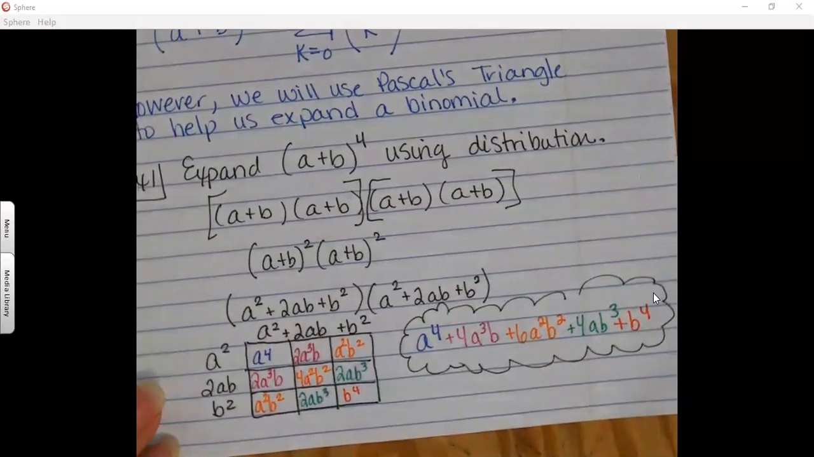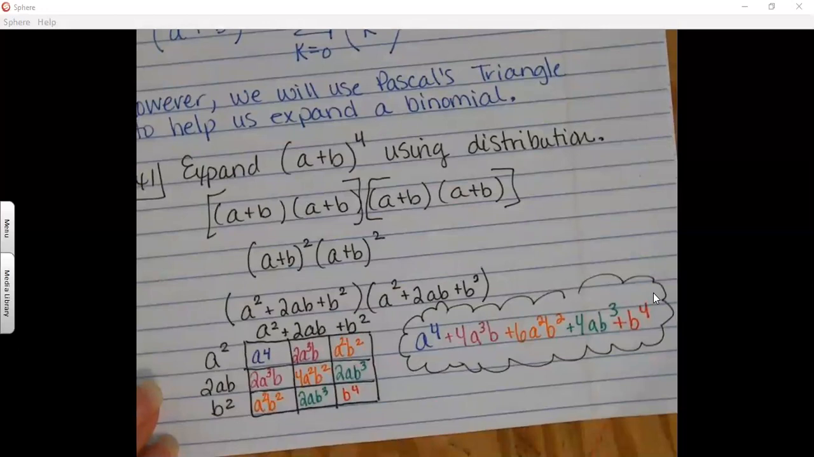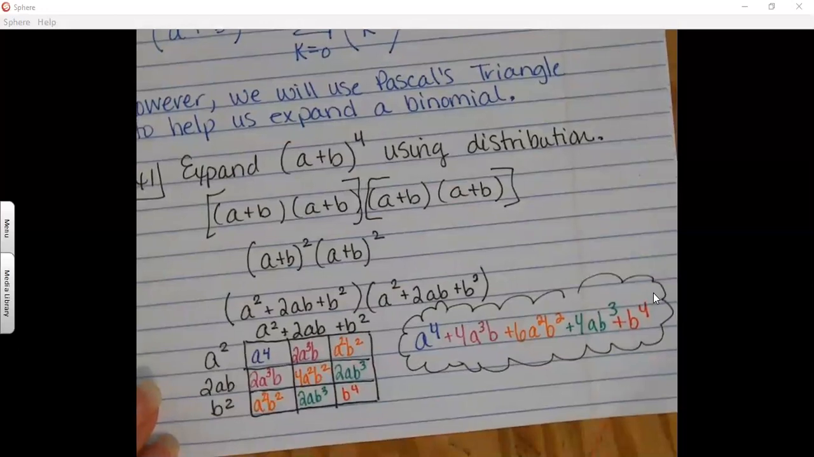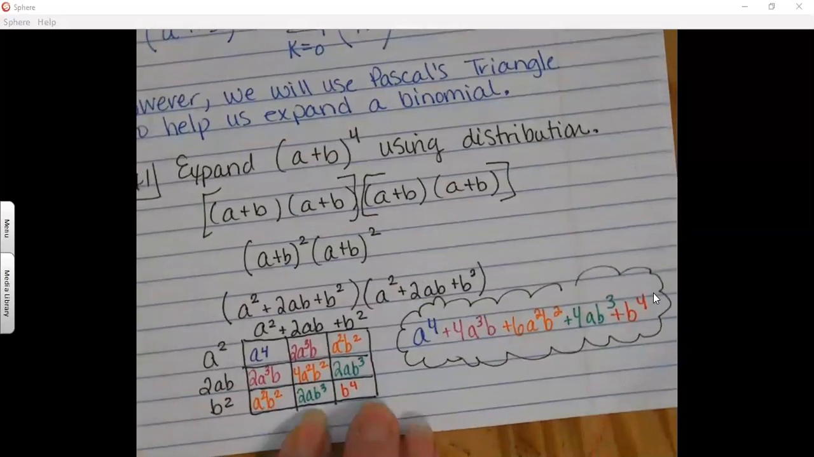But if I give you a plus b to the 10th power, and you know Pascal's triangle, it makes it a lot easier. And you're like, well, what is Pascal's triangle? Well, I'm going to show you on the next page. I just wanted to do this one the way we already know how to do it, then show you Pascal's triangle and how we could find the same answer using it. Y'all down with it? Great.